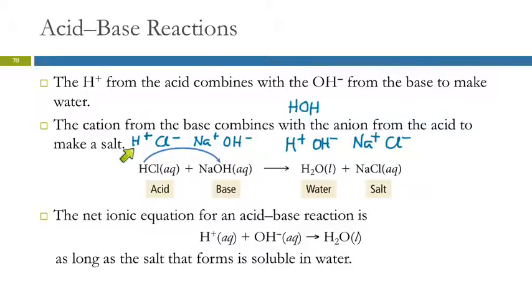But it's the same idea as with the precipitation. You look at the ions that are formed and you swap the partners. So whenever you have to predict products of a reaction, that should be the first thing you try. It doesn't always work, but it works a lot.